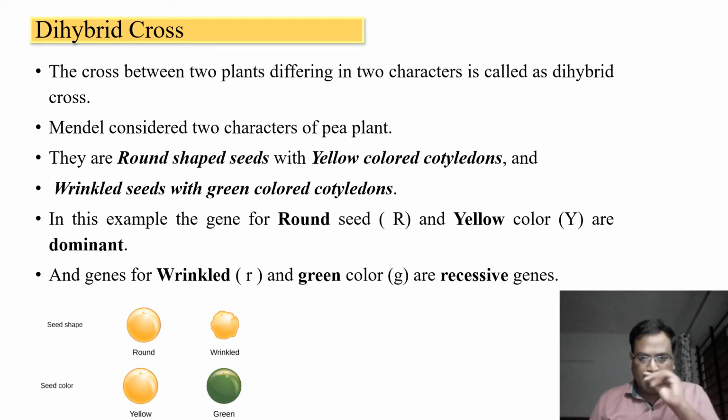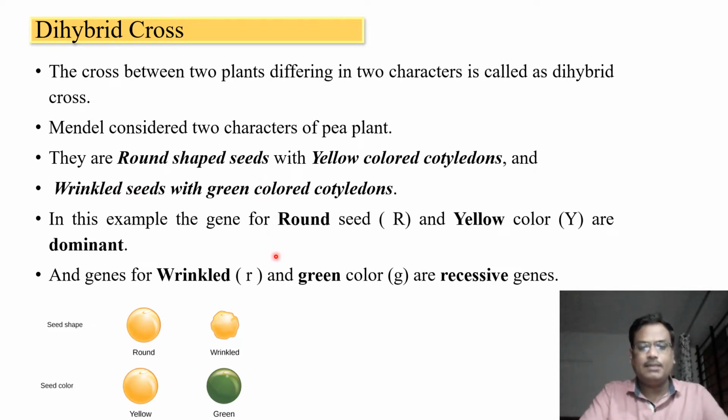Now Gregor Johann Mendel wanted to know what will be the pattern of inheritance if I consider two characters at a time, right? So he then noted down the inheritance of two characters from parent to offspring. So Mendel considered two characters of pea plant, and in this class we are going to study the example of inheritance of round shaped seeds.